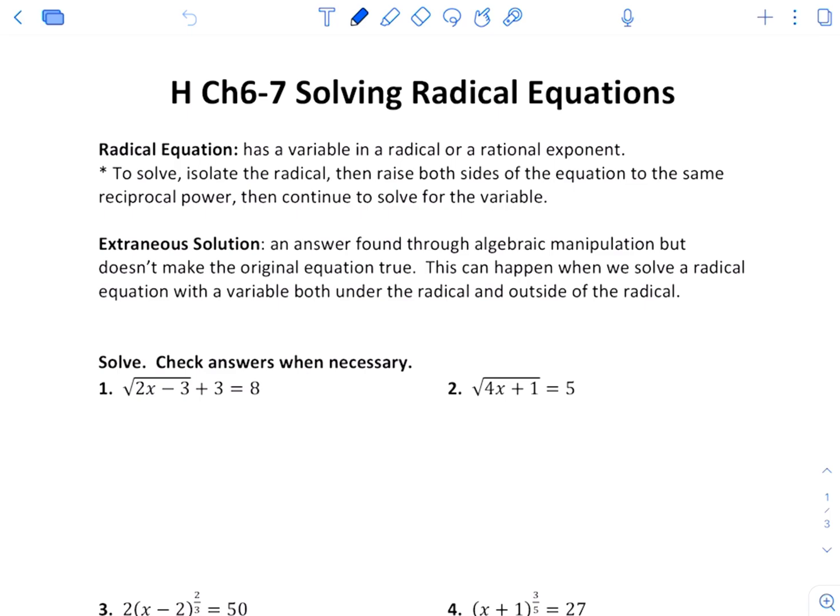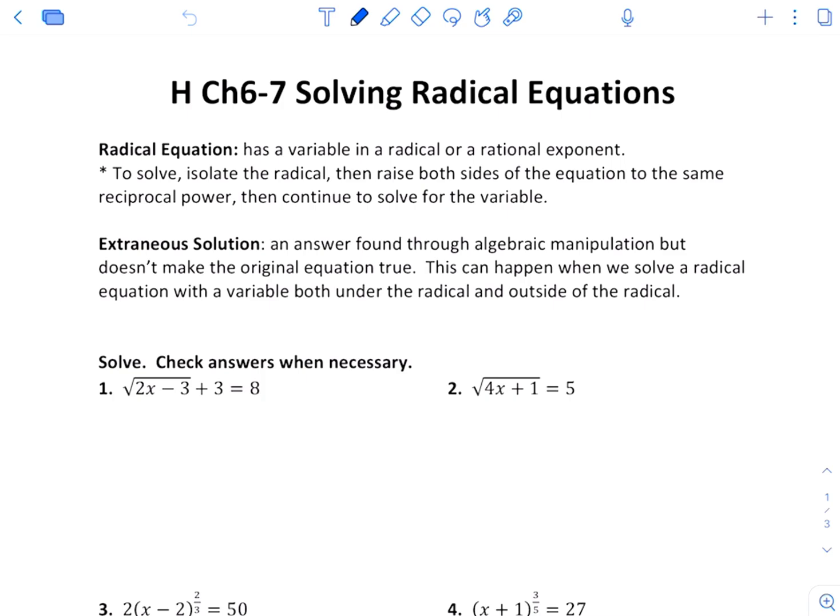First thing is an extraneous solution. This happens when we solve using our algebraic manipulation, so the PEMDAS or GEMMA, depending on which one you want to use. And when we go to check the answers that we find, we get a false statement. So this can happen in this process. Usually it's going to happen if we have a variable both underneath our radical symbol and on the outside of it. So we will have to check those answers.